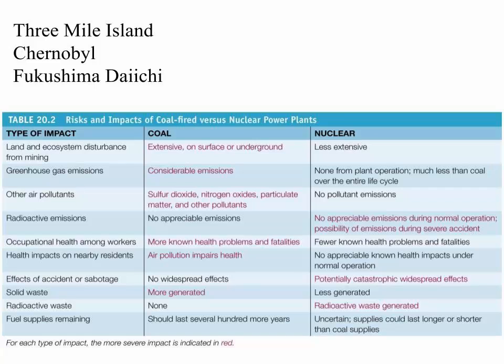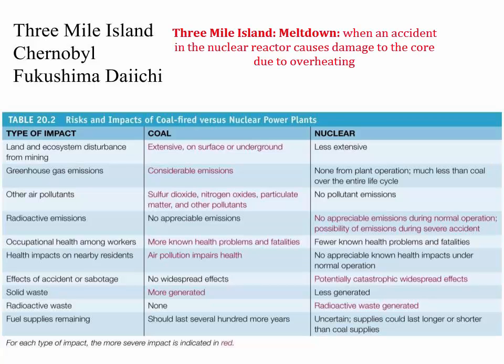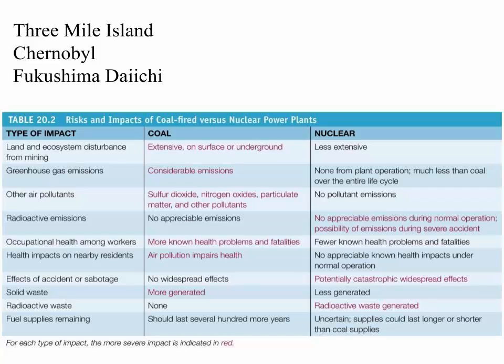The three main events that have been most influential in shaping public opinion about nuclear energy are 3 Mile Island, Chernobyl, and Fukushima Daiichi. 3 Mile Island was a nuclear power plant in Pennsylvania that had a meltdown in 1979. A meltdown is when an accident in the nuclear reactor causes damage to the core due to overheating. Essentially, the temperatures inside the reactor core rise to the point that the metal surrounding the uranium fuel rods melts, which causes radiation to be released.